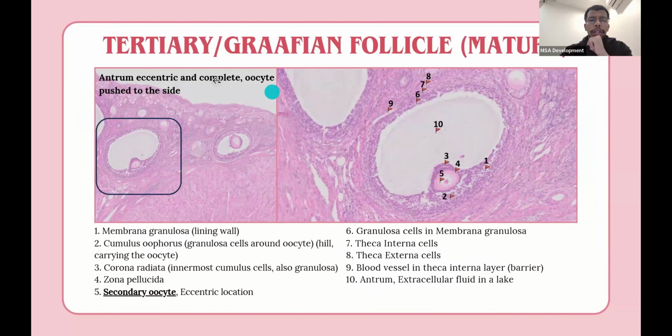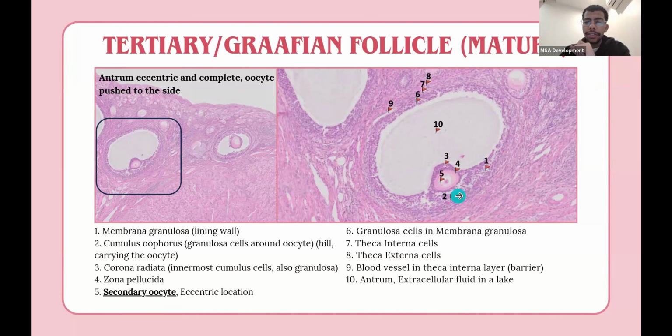Now we reached the tertiary or Graafian follicle, which is the mature ovum. Can you guys see how the antrum is large and uniform here? And one more thing, we pushed the oocyte to the side. So one, let's start from outside. We have the membrana granulosa, which is the wall basically. And then we have here at two, can you guys see this?